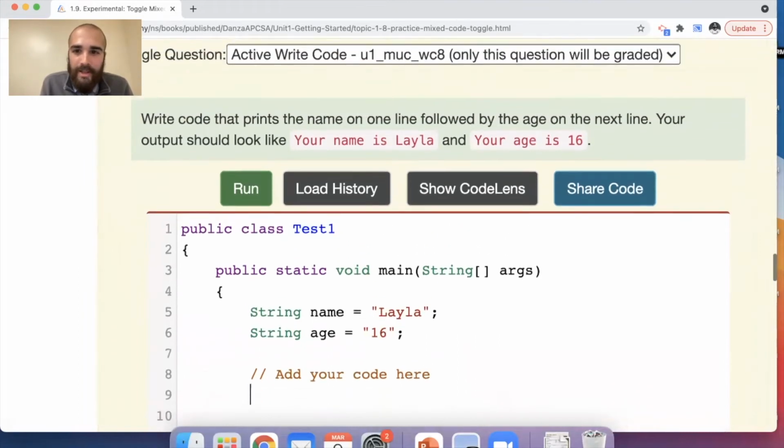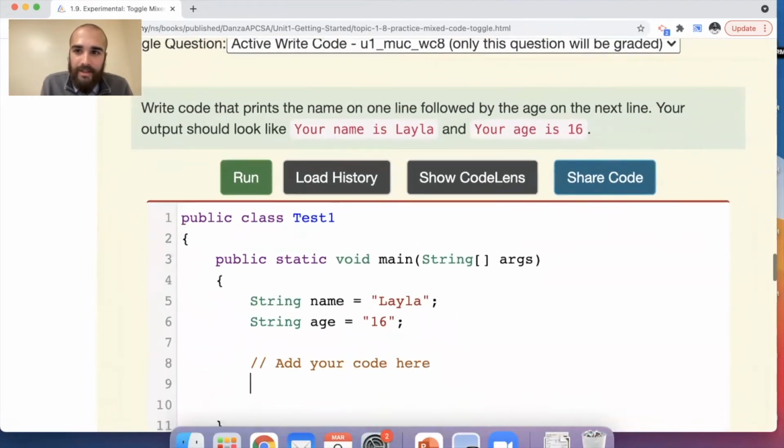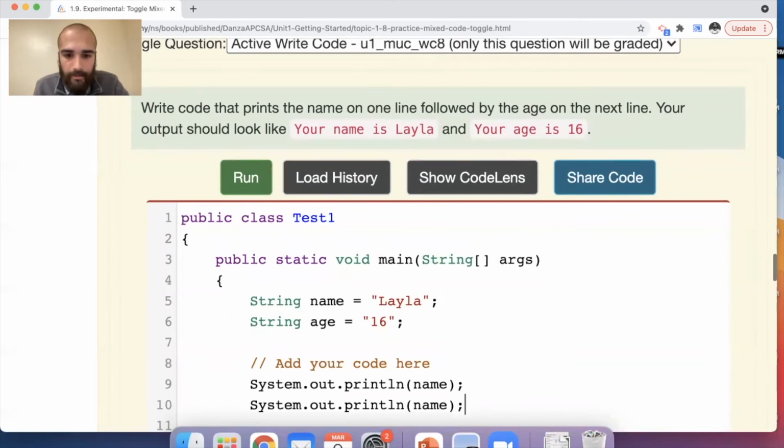Write code, print your name followed by the age on the next line. Okay, that's easy. System.out, not put. System.out.println. In Python, you just write print. Nope. Already doing bad habits. Name. And then let's put my age here.